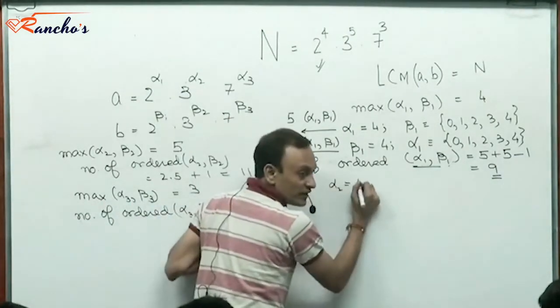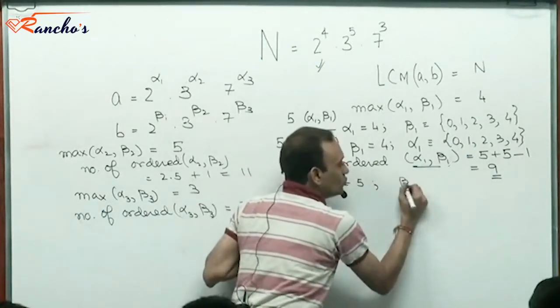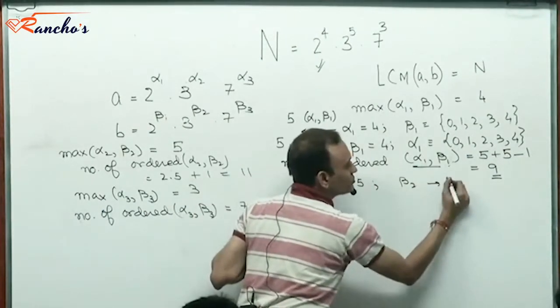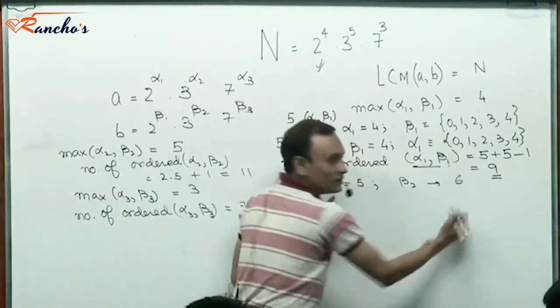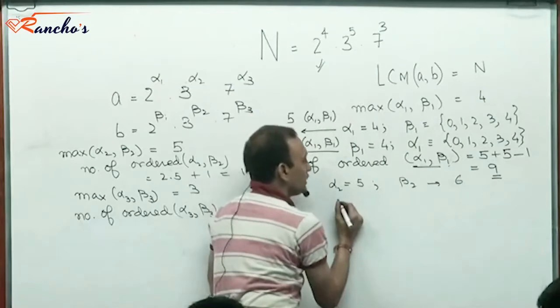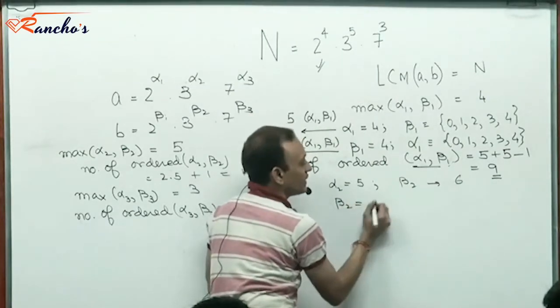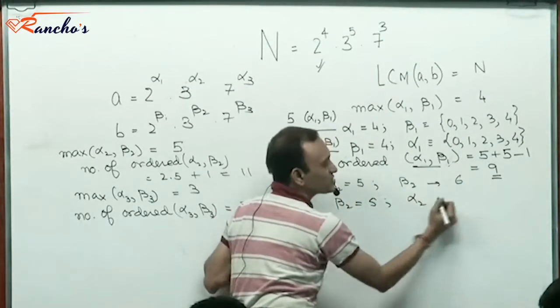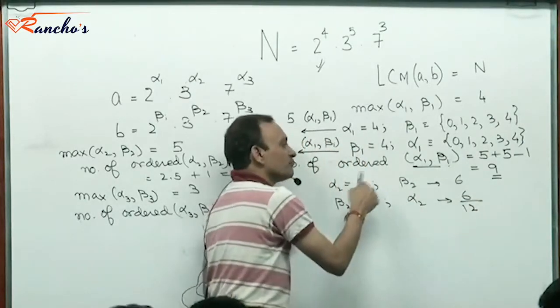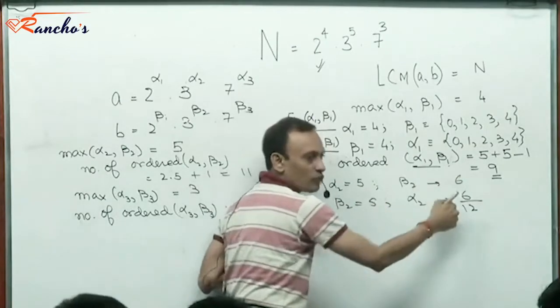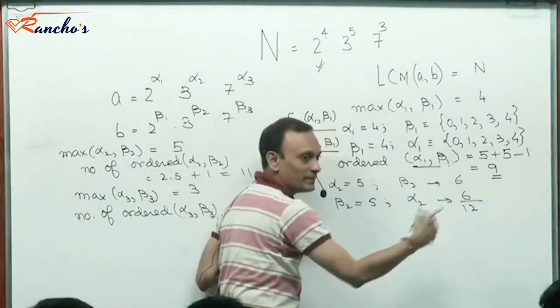Suppose alpha 2 is 5. Beta 2 can have 6 values, right? If beta 2 is 5, alpha 2 can have 6 values. So that makes it 12. But there is one case, 5 comma 5 appearing here and 5 comma 5 appearing here. So 12 minus 1, that makes it 11.